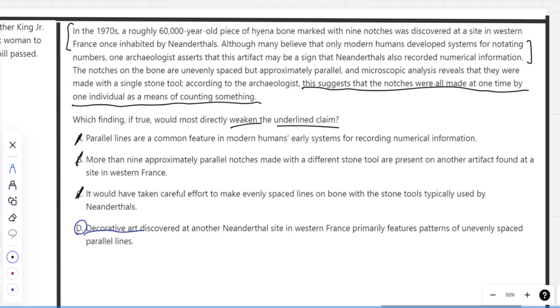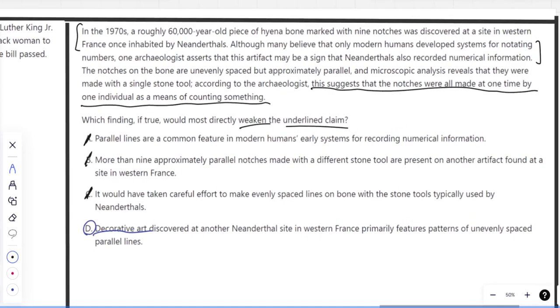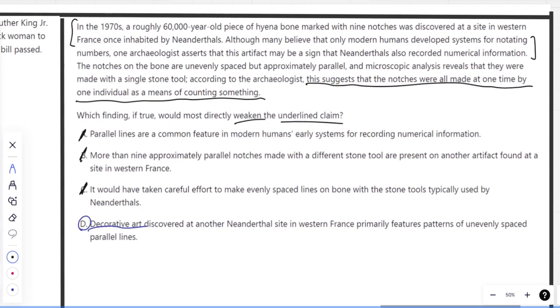Yeah, that's the thing. They'll throw in those negatives on you, like weaken the claim instead of support, or which one of these is false. And when I get the true-false questions, I literally write true and then I mark it, because I'm so used to the affirmative.